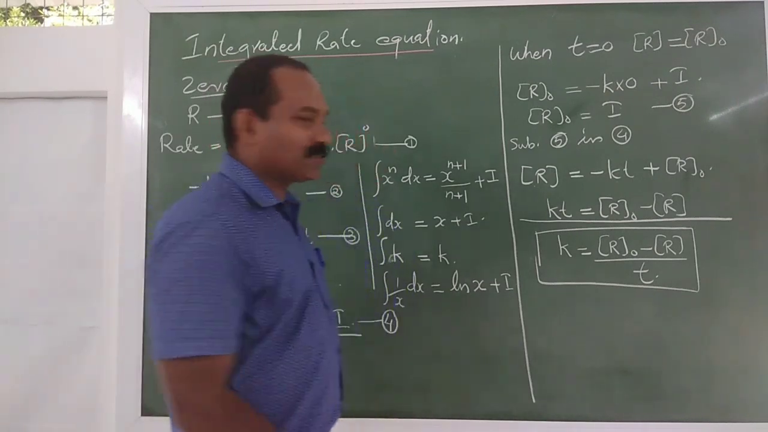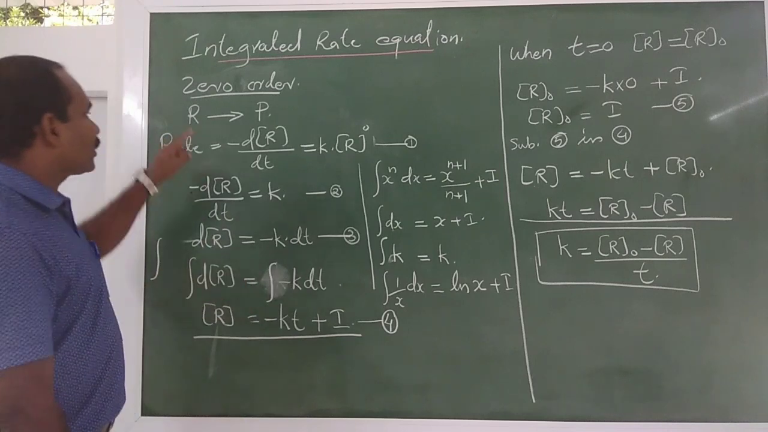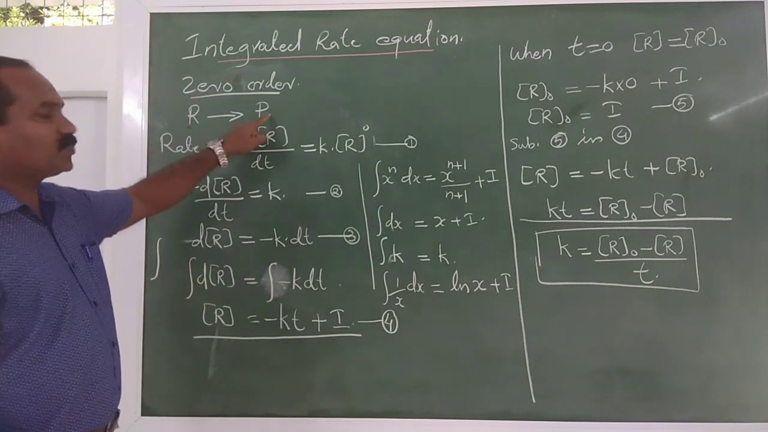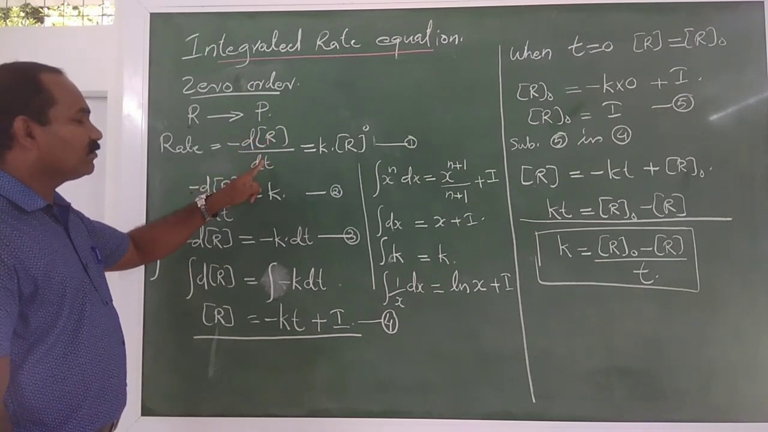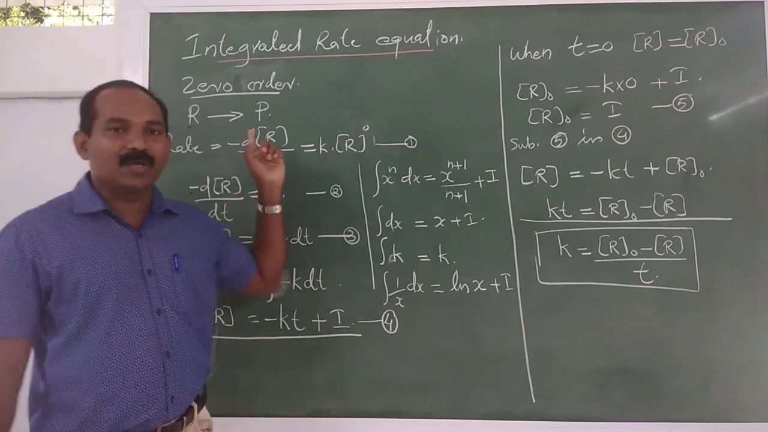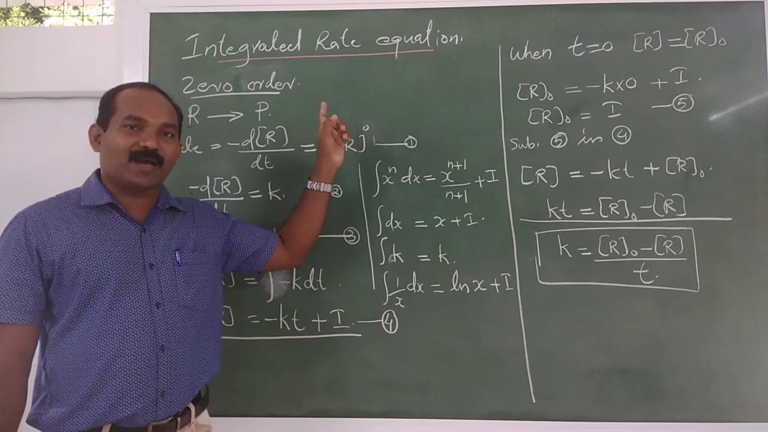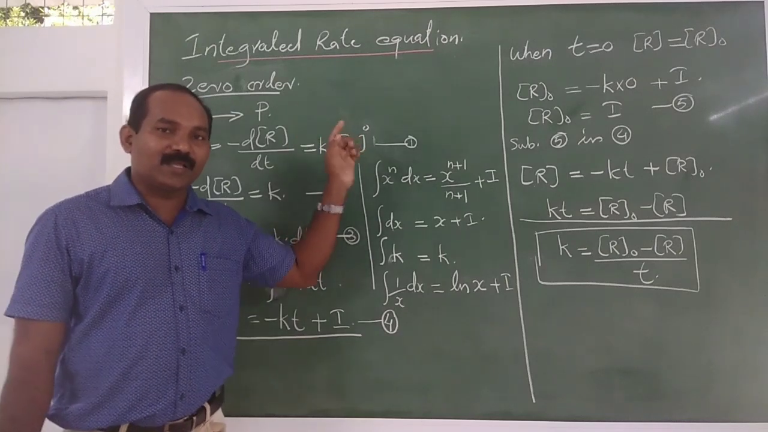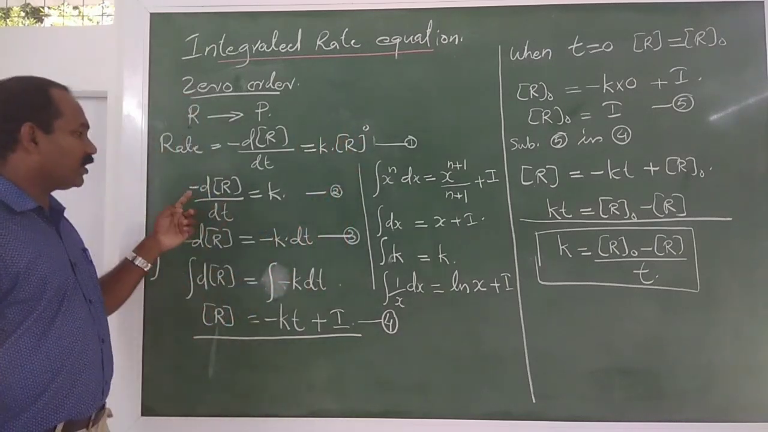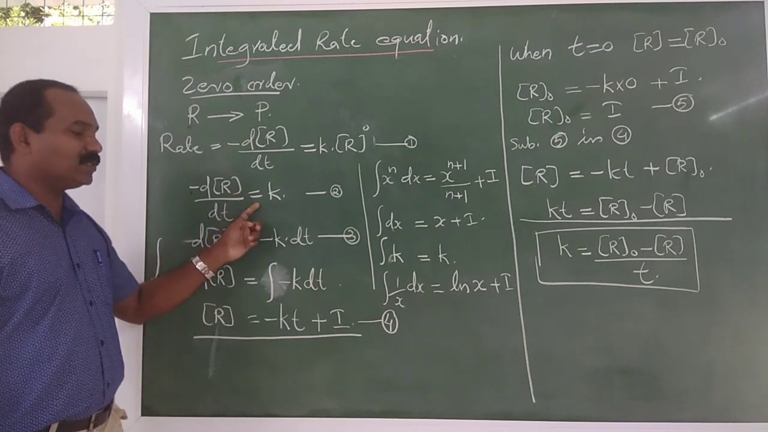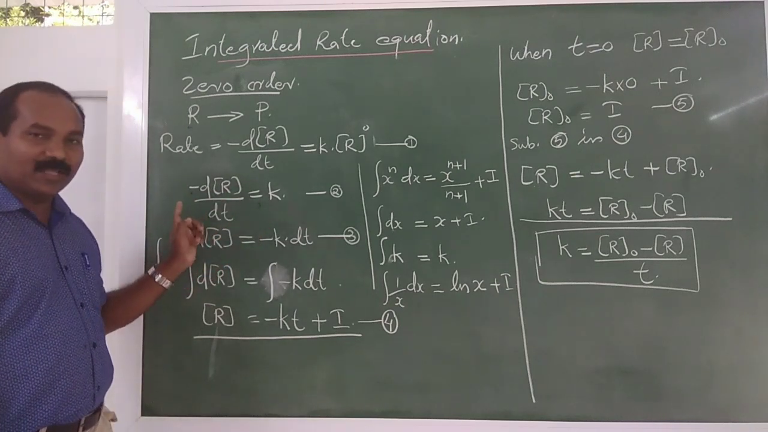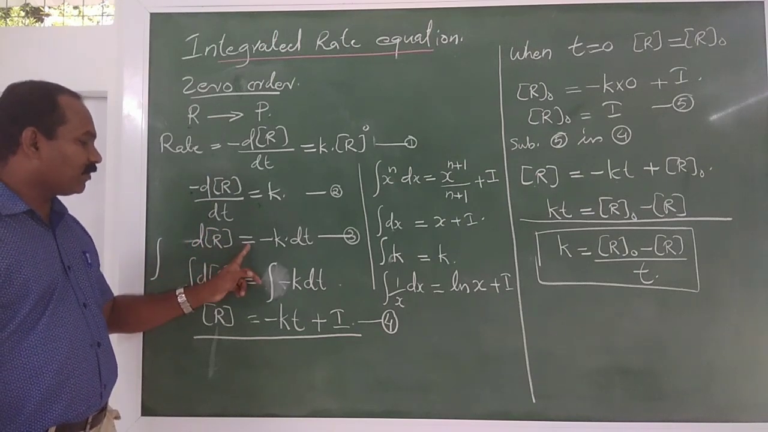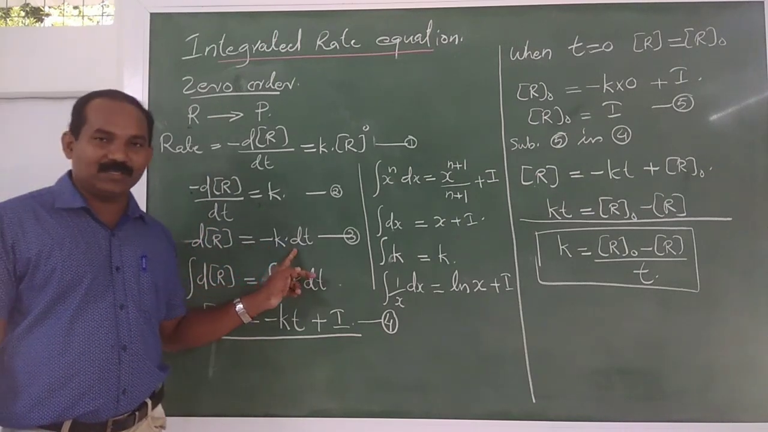Once again, I explain. Consider a zero order reaction, R gives P. Rate is equal to minus d of concentration of R divided by dt is equal to k into concentration of R raised to 0. Any number raised to 0 is 1. So the equation becomes minus dR divided by dt is equal to k. Again rearranging, d of concentration of R is equal to minus k dt.